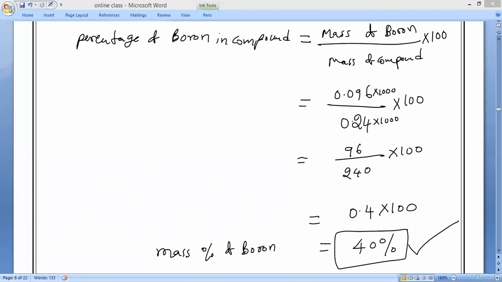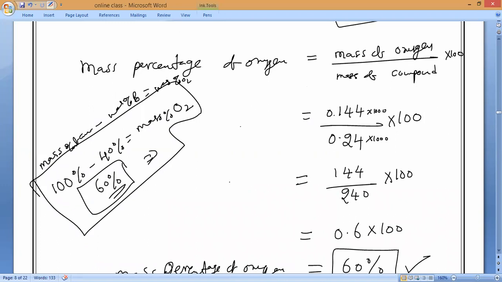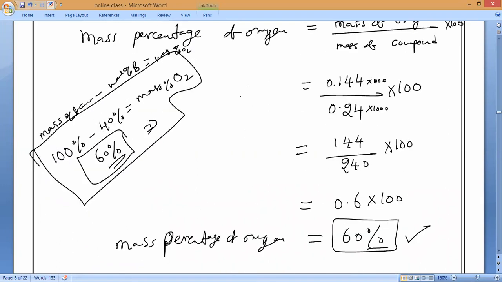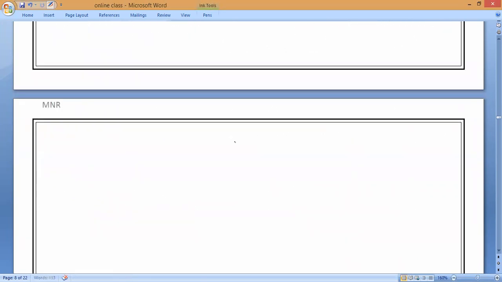Have you all completed this one? I want the answer. All of you? Mass percentage of oxygen and boron. Yes, sir. Everyone completed? Abhirami, Divya, Akilan? Okay, that is what. Now, all of you keep heading.